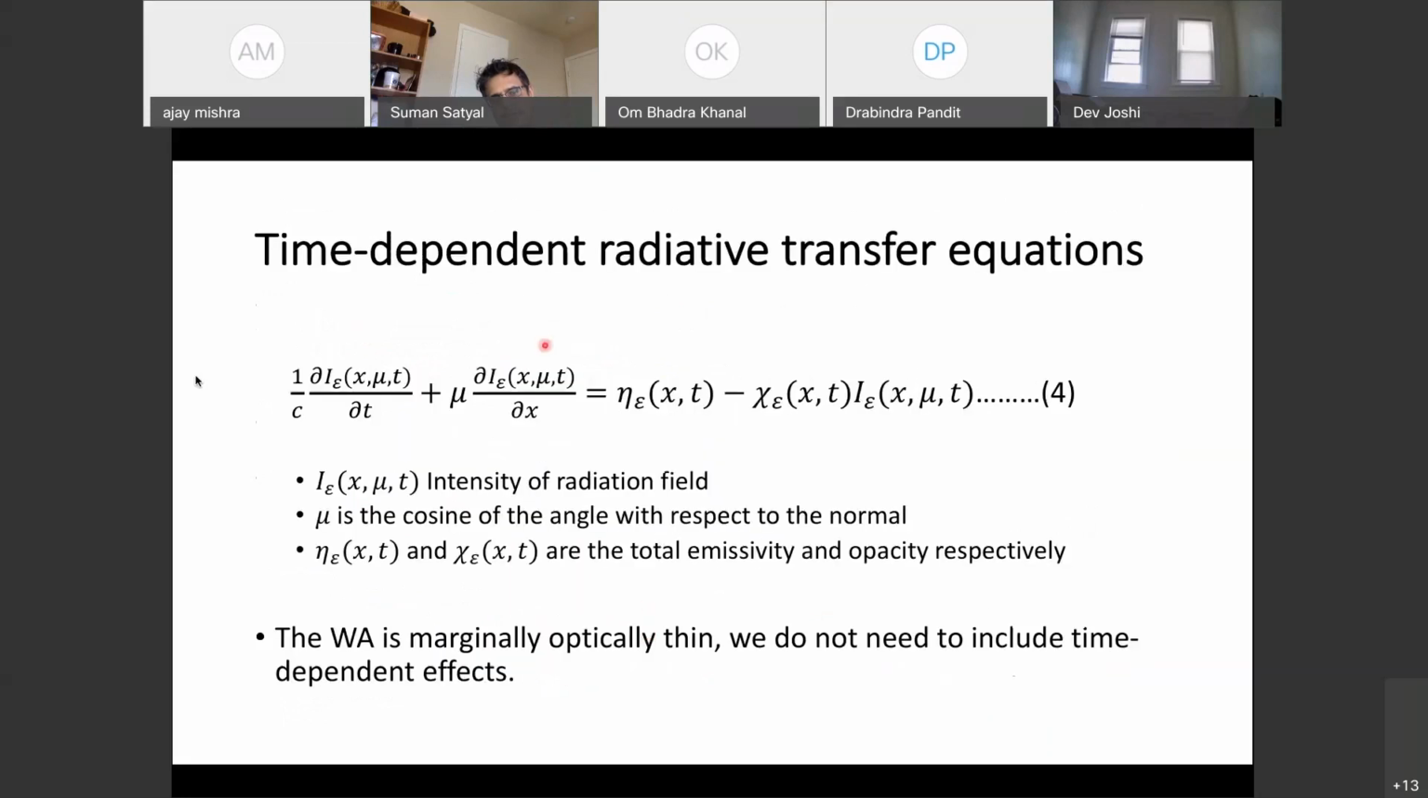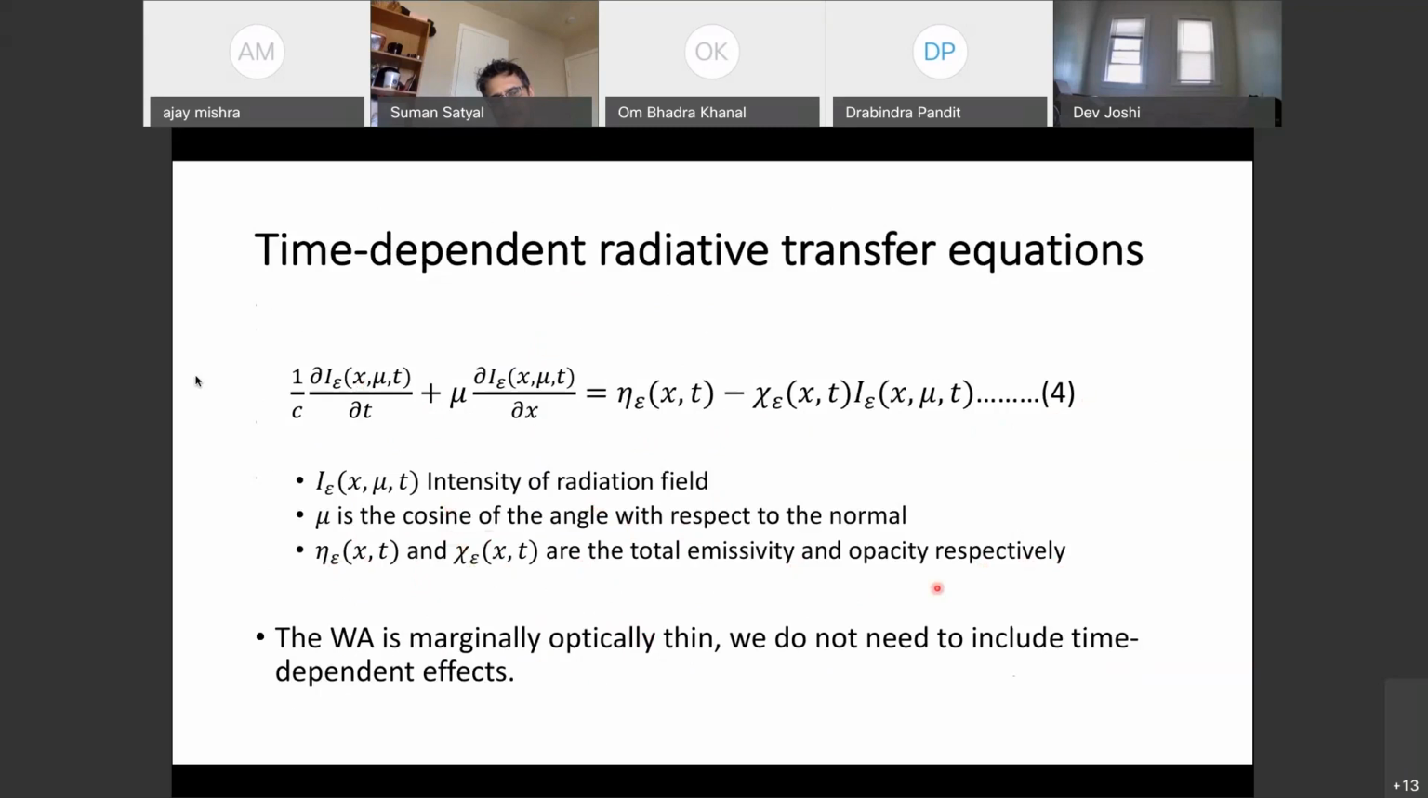The radiative transfer equation is given by equation number 4, where I_E is the intensity of the radiation field, mu is the cosine of the angle with respect to the normal, and eta and chi are the total emissivity and opacity respectively.